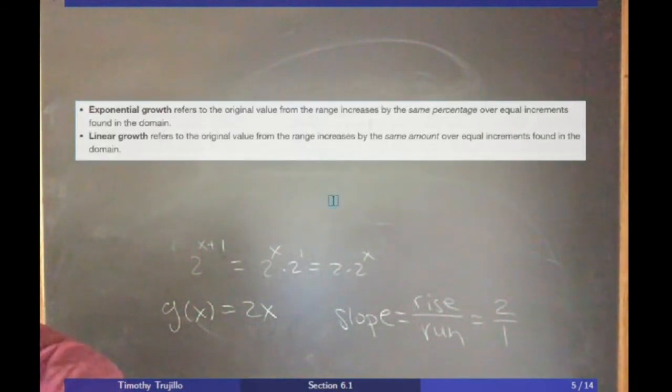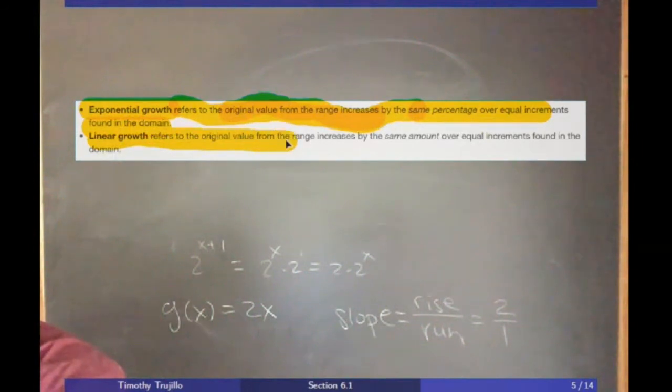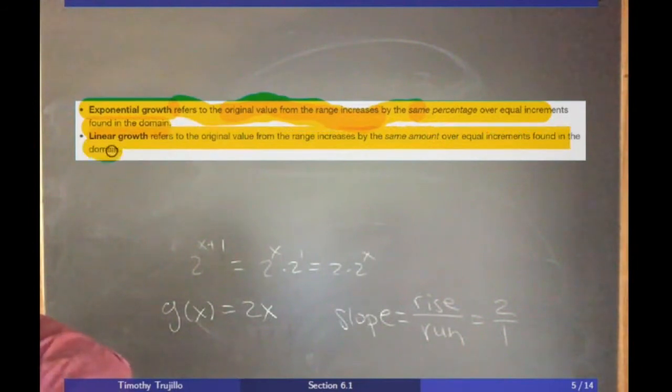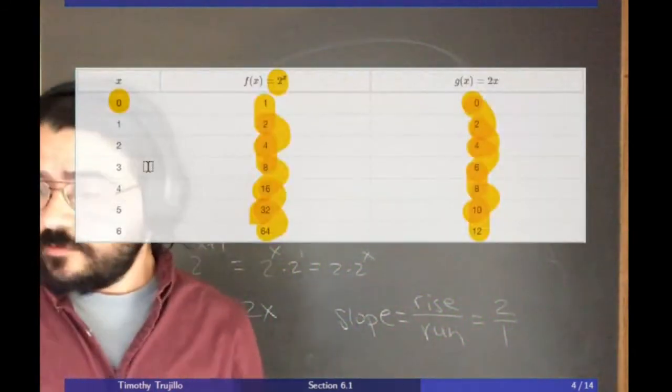And that's what's being said here. Exponential growth refers to the original value from the range being increased by the same percentage over equal increments found in the domain. Another way of saying this is it's just multiplying by the same amount. Whereas linear growth refers to the original value from the range increasing by the same amount every single time, right? So you're not multiplying by something, you're not increasing by a certain percentage, you're just increasing by the same amount.